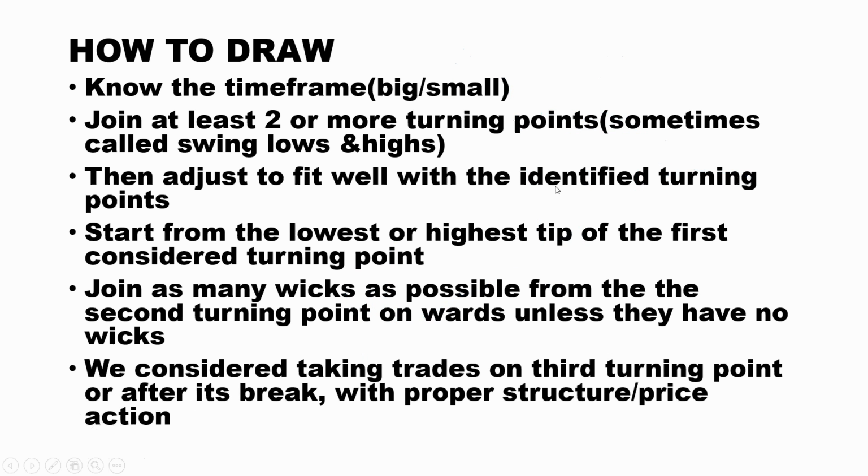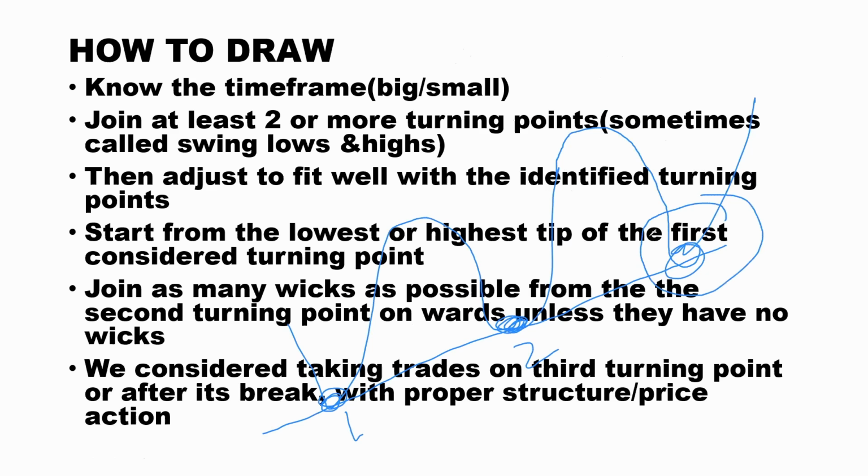And then the last one that I have to mention here is that we consider taking trades normally on the third turning point. But you do not just take a trade if the price has reached that turning point. For example, if this is the trend line, this is my first turning point, then it went up, came back, my second turning point. It doesn't mean that when the price just comes back, you have to take the trade. You have to consider all the factors that you use to take trades.